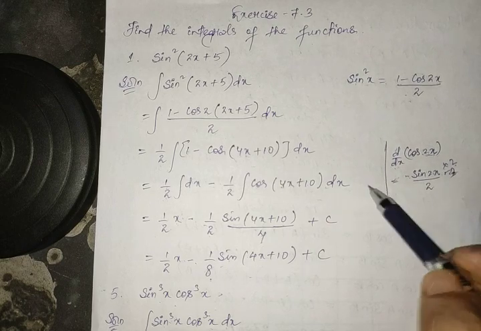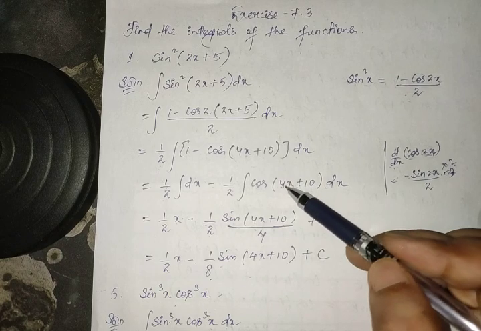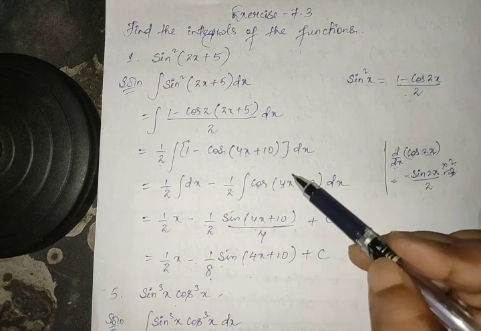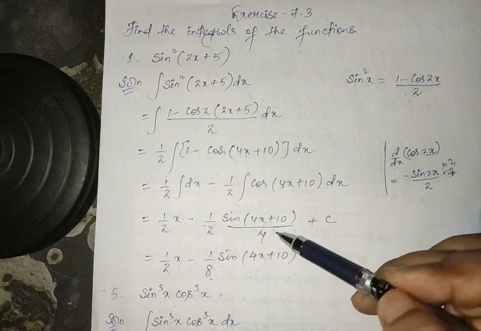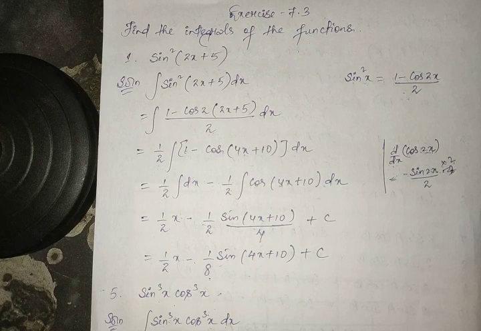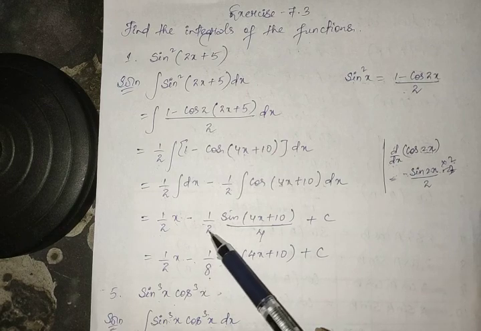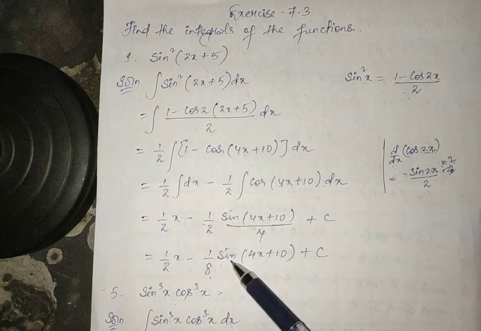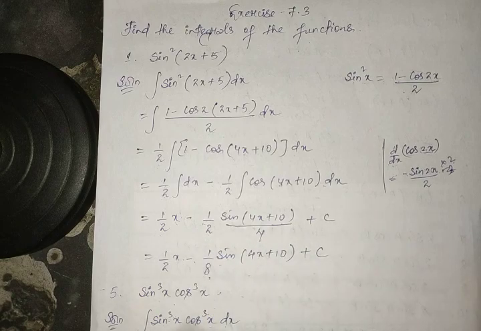But in integration we used to divide. That means we write the coefficient of x in the denominator. So here what is the coefficient of x? 4, right? So 4 we have to write in the denominator. That is the difference between differentiation and integration. It's just the reverse, or inverse. So we'll get half of x minus, 2 fours are 8, so 1 by 8 sine (4x plus 10) plus c. So this is the final answer.